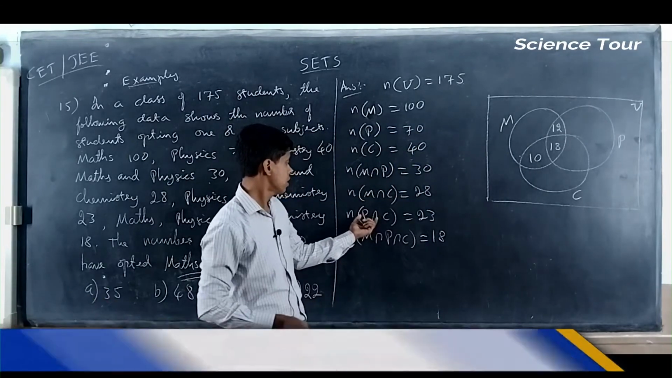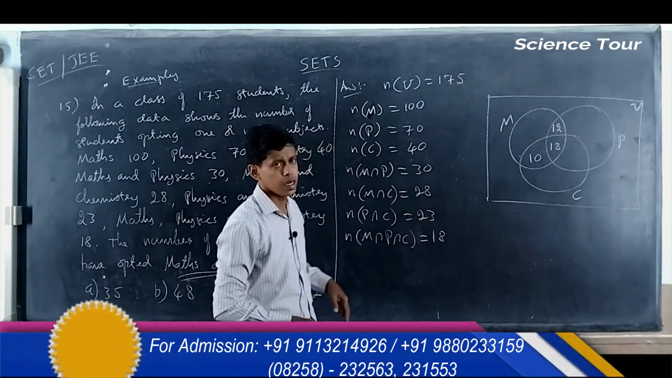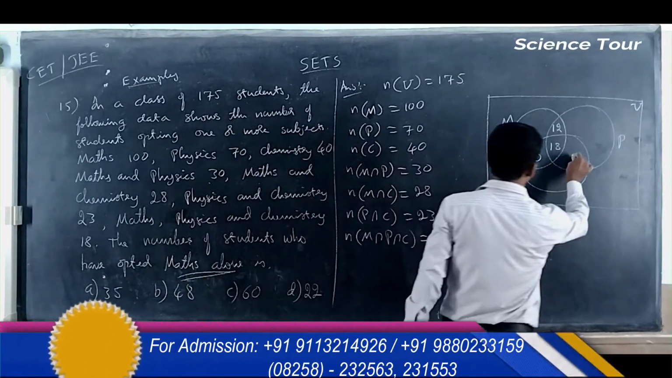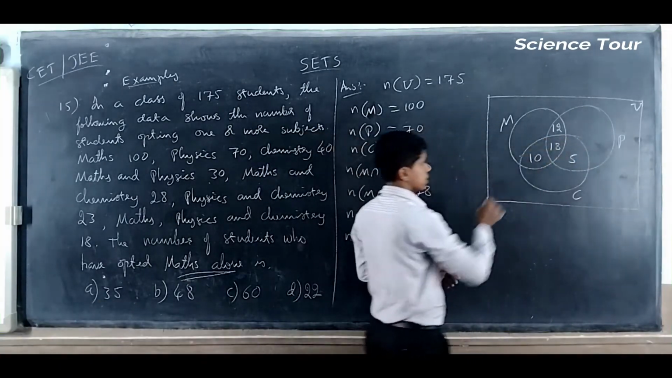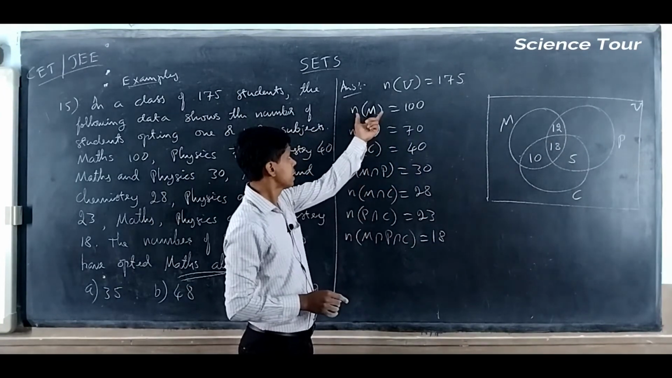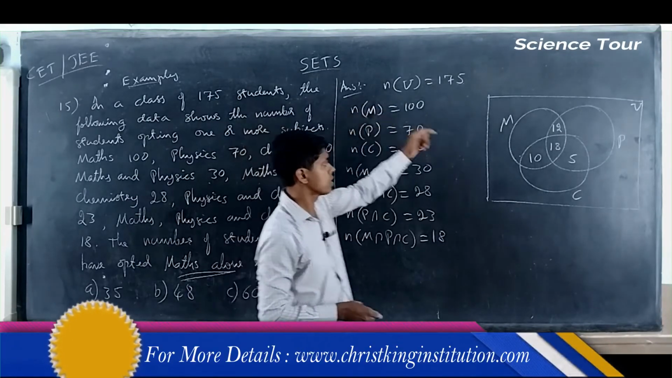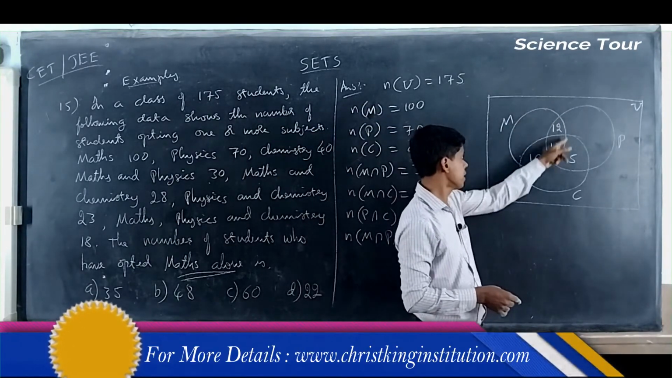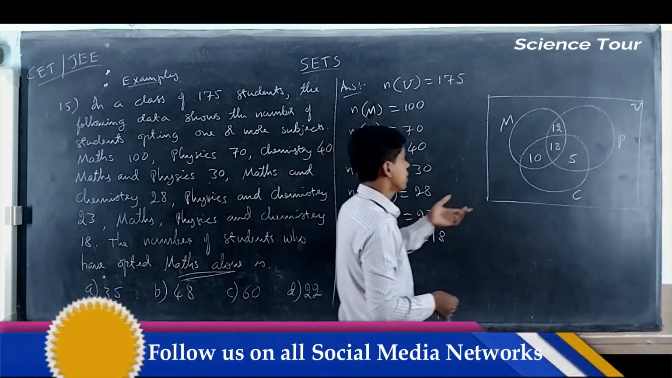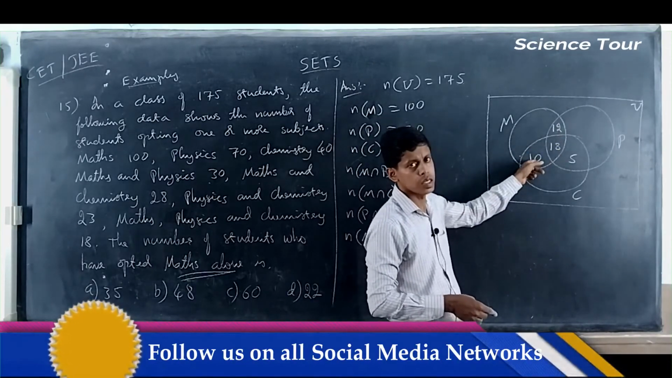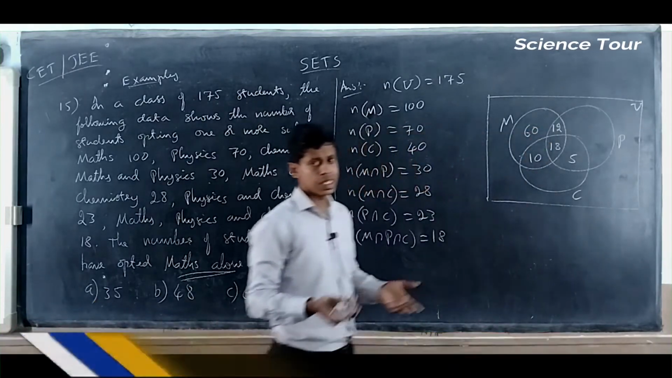Well, next P intersection C. P intersection C is 23. That is that region. So you have 5 students only here. So totally it is 23. Next, what is n of M? Now itself you will get the answer. So what is n of M? That is 100. So out of 100 you have to subtract these three things, 30 plus 40. So that gives you 60. That's it. That's the answer actually.